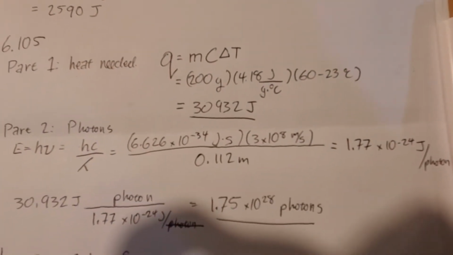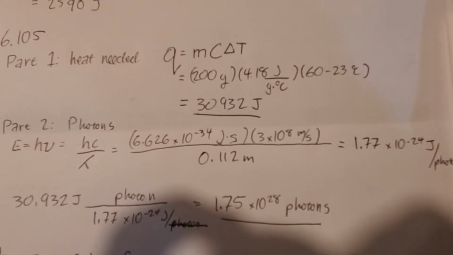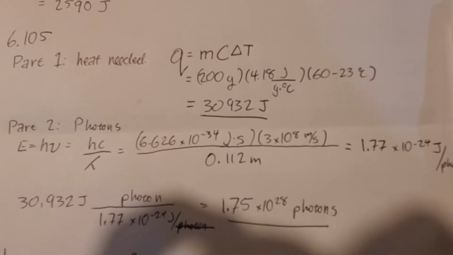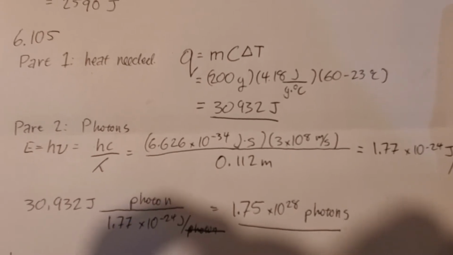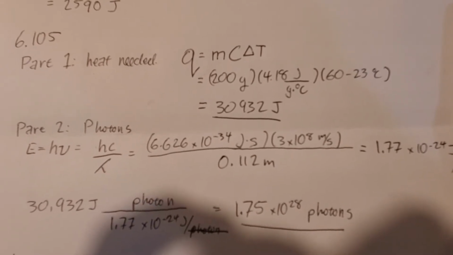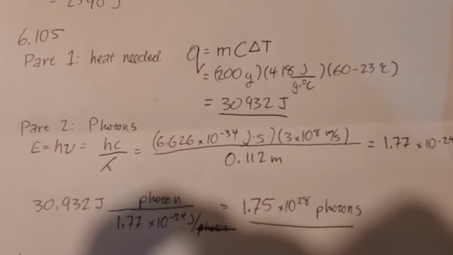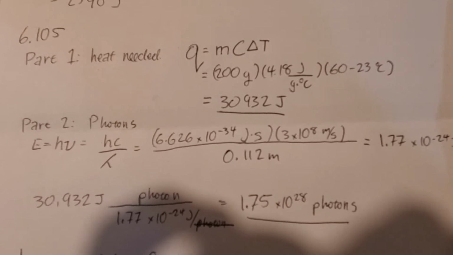And we can see that for the heat needed, we're going to use the MCAT equation, Q equals MC delta T. Water, we're assuming the coffee has the same density as water. That's 200 grams of water, times the heat capacity, times the change in temperature. If you just multiply it, that brings us to a total of 30,932 joules. Okay, so that's how much energy we need to do it.